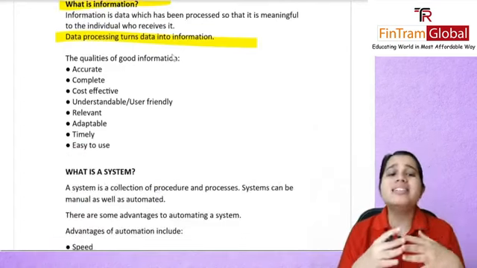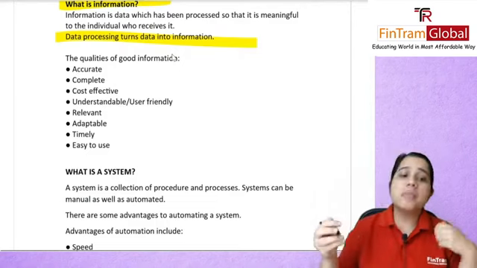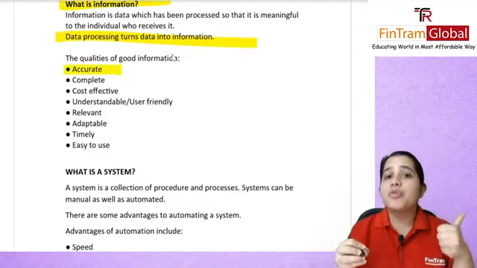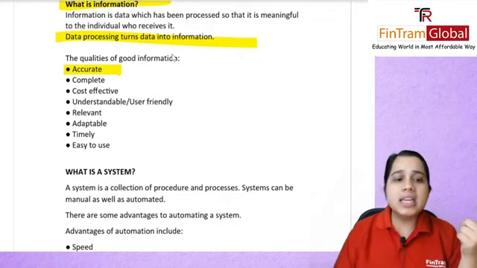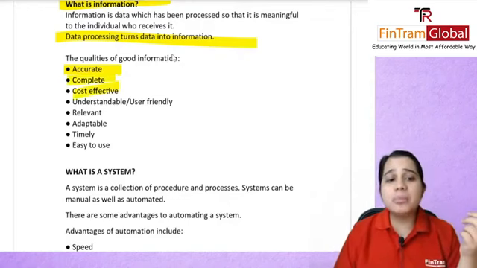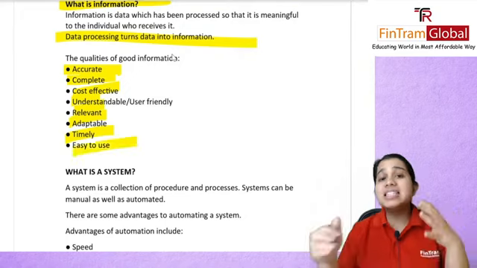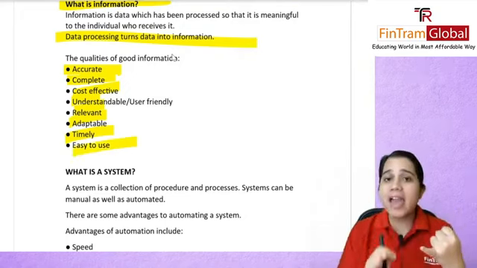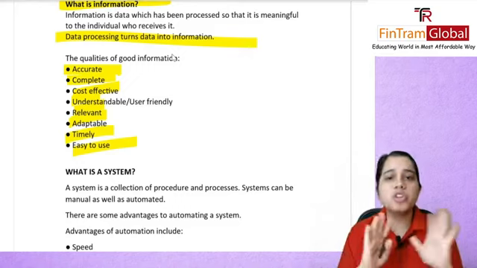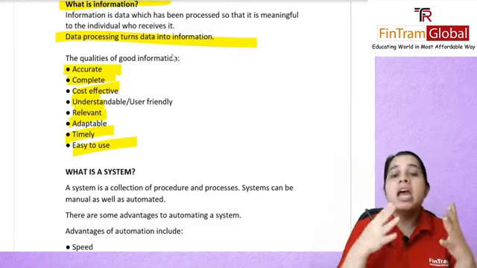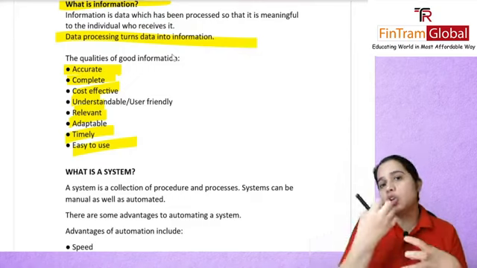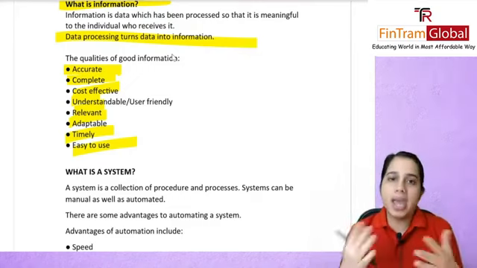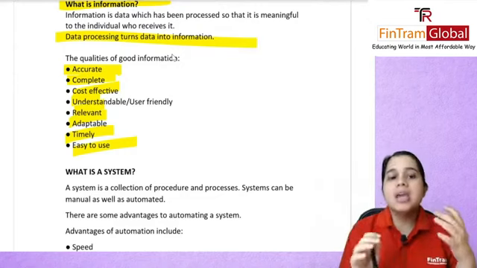We covered what the qualities of good information are, which was basically accurate. This was a mnemonic: from A, it's accurate, then complete, cost effective, understandable, relevant, adaptable, timely, easy to use. So these were all the qualities of good information, that it needs to be accurate and complete. Incomplete information is not really very useful. Cost effective: the cost of getting that information should not be more than the benefit you are at the end of the day getting from it.